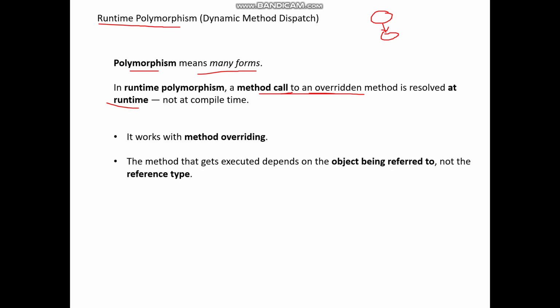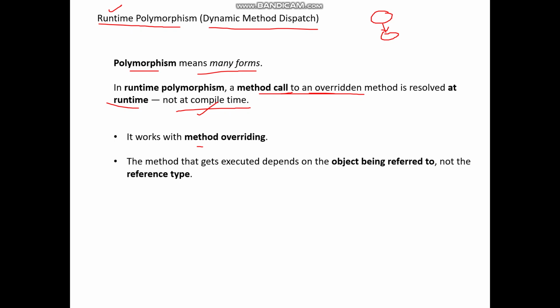Runtime is nothing but during the execution time. During the program execution time, which method we have to invoke? That is called runtime polymorphism. It is also called dynamic method dispatch. Here it is not done at compile time. If we identify the method at compile time, it is called static polymorphism, compile time polymorphism. But here it is not identified at compile time; during the execution time only we can identify. That's why this is called runtime polymorphism or dynamic method dispatch.